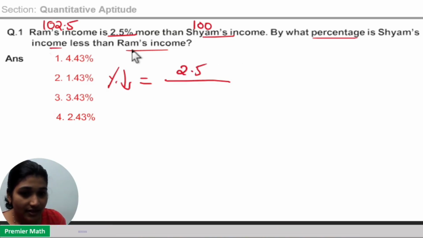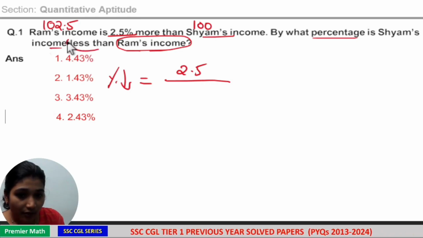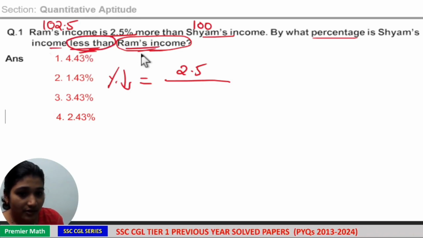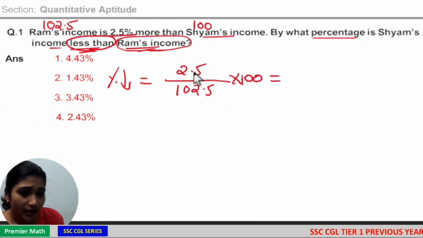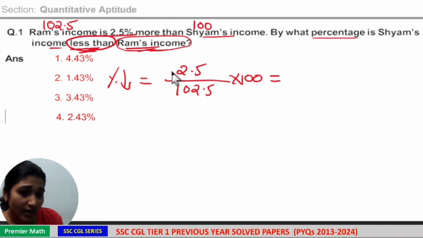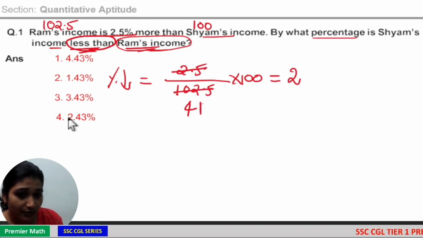In the second sentence, Ram's income is the comparing factor. Here, by what percentage is Shyam's income less than Ram's income means Ram's income should be in the denominator. The shortcut is: after "less than", what you have is Ram's income, so write it in the denominator, which is 102.5 rupees. Now convert it into percentage. Move the decimal point one place in the denominator and in the numerator, so they cancel each other. 25 goes 4 times in 100 and 25 goes 1 time in 25. 100 by 41 is around 2 times. So 2.43 percent. Option 4 is your answer.